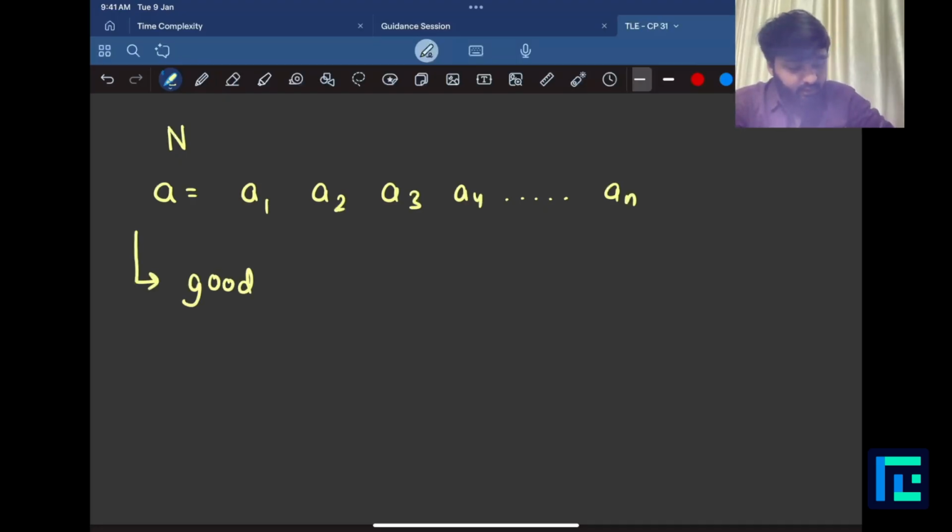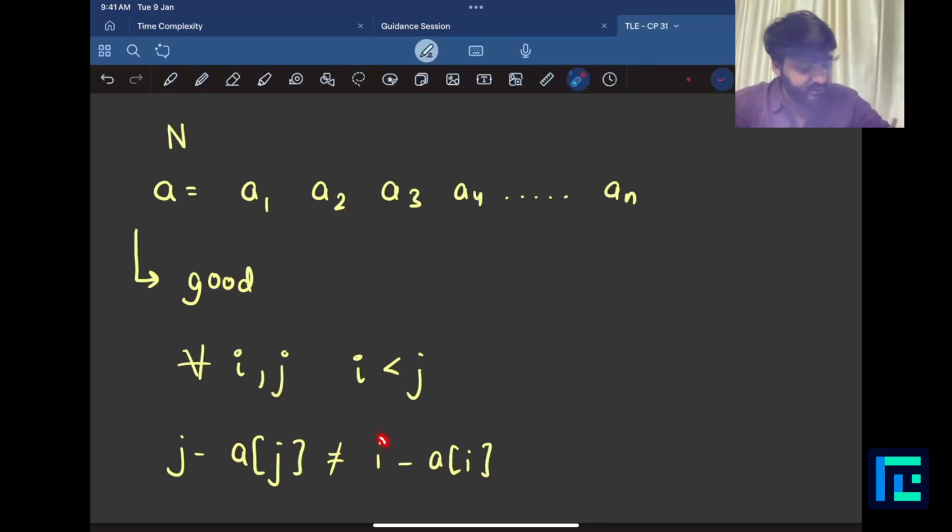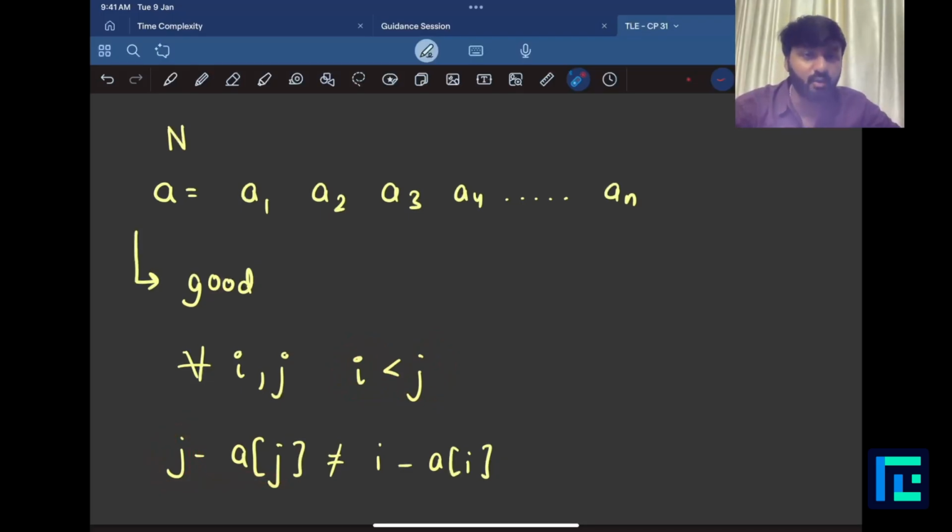What does good mean? For all i, j that I pick, such that i is less than j, I want that j minus aj is not equal to i minus ai. Here i and j are the indexes that we're talking about. So for any two indexes that you pick, let's say i and j, their difference with the value kept there is not equal throughout, and this is true for all pairs. If this happens, this array is called good.